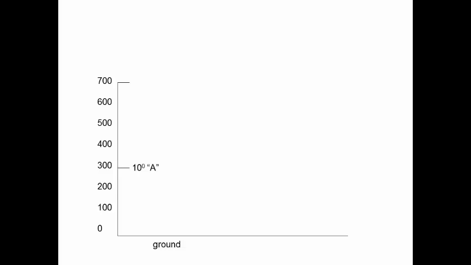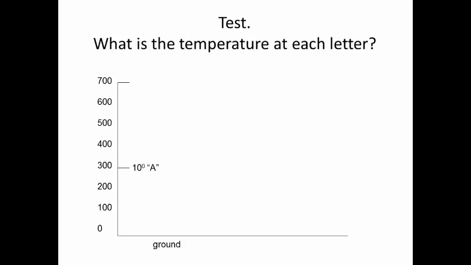If the temperature of the air mass at point A is 10 degrees Celsius, what is the temperature at B, C, D, E, and F? Now, this is the time you should pause this video and think about your answer. Once you have the answers, turn the video back on. I will wait 10 seconds for you to find the pause button before moving on.